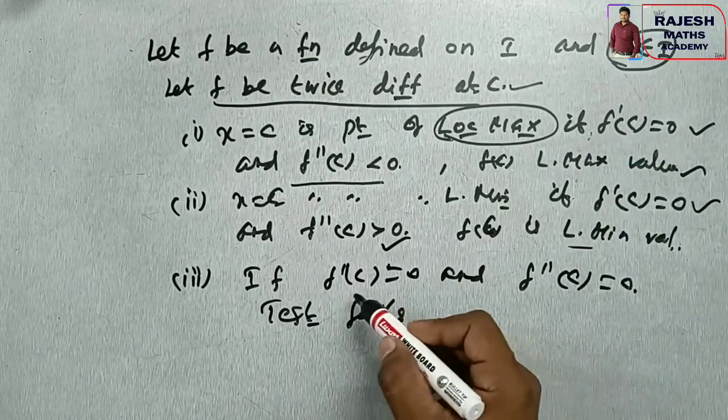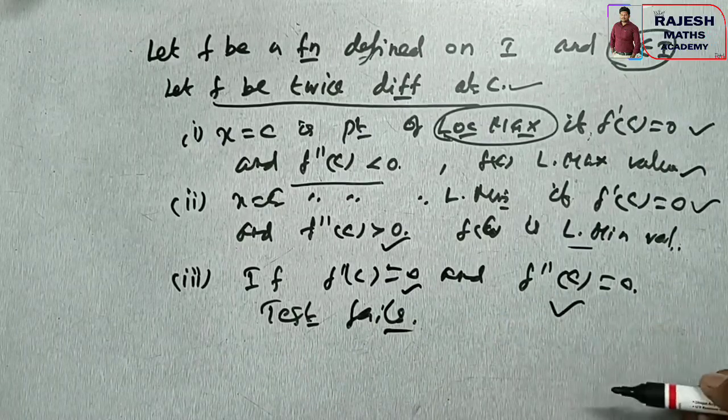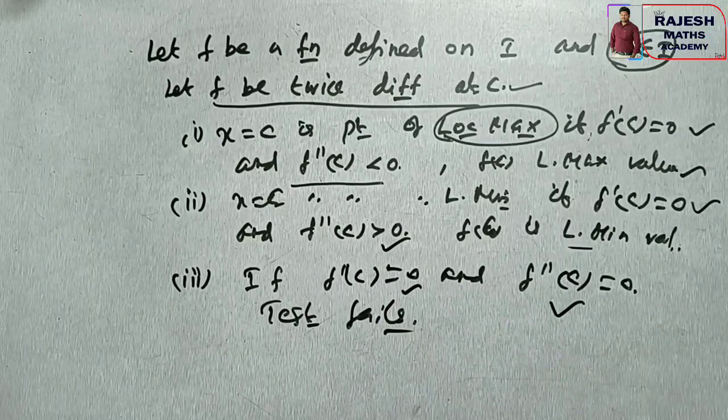Suppose the third case: f dash of C is 0 and f double dash of C is also 0. Then the second derivative test fails.